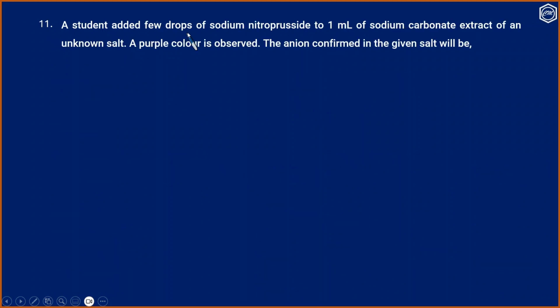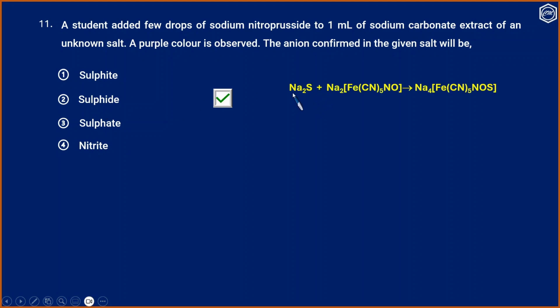A student added a few drops of sodium nitroprusside to 1 ml sodium carbonate extract of an unknown salt. A purple color is observed. The anion confirmed in the given salt will be option 1 sulfite, option 2 sulfide, option 3 sulfate, and option 4 nitrite. And we know sodium nitroprusside test is for the sulfide ion. So second option will be the correct answer. Suppose we are given sodium sulfide and this is sodium nitroprusside and this is sodium thionitroprusside, which is purple in color.